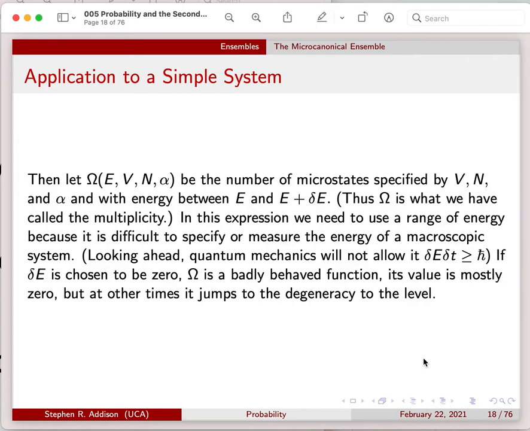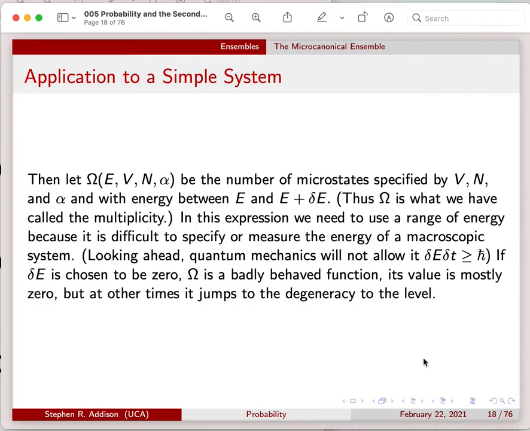So what we're going to do is let omega be a function of E, V, N, and alpha, and we're going to say that omega is the number of microstates specified by V and N and alpha, and whose energy lies between E and E plus delta E. Omega is what we called the multiplicity earlier.